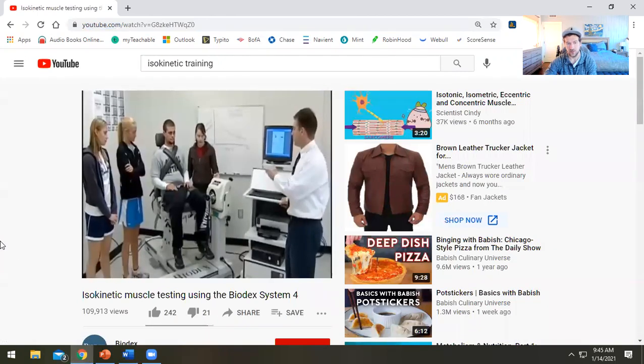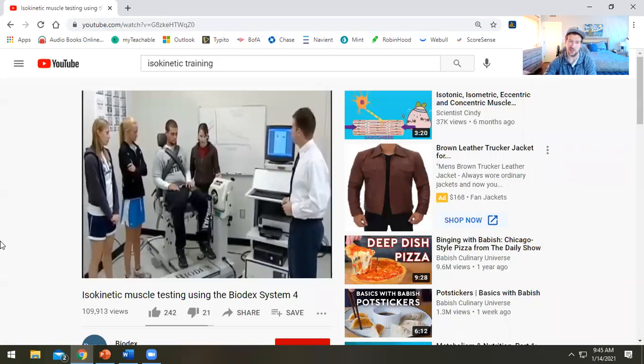So you can see here, he's going to perform a quadricep extension, and this machine's going to control how fast he's able to move.